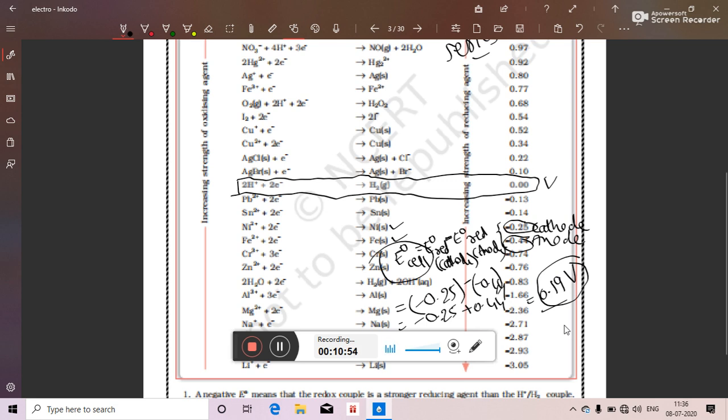But what if that cell is operated in non-standard condition? That means if a cell is operated at any temperature but not at 298 Kelvin, then that is a non-standard cell and its potential cannot be found directly. In that case, Nernst gave an equation called the Nernst equation.